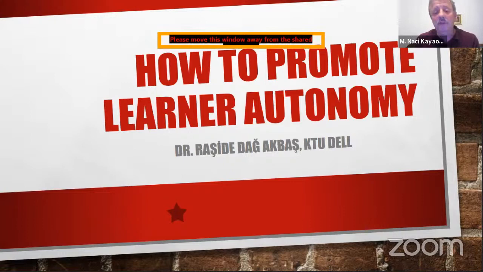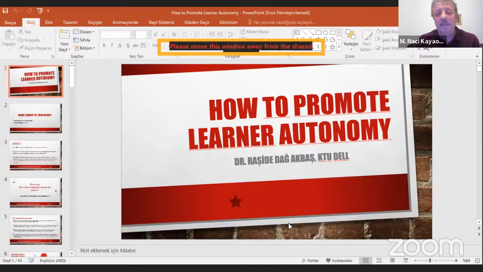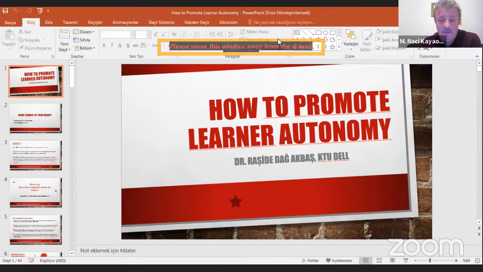If I introduce Raşide DAĞ AKBAŞ, she started her BA degree in the Department of English Language and Literature at Cumhuriyet University, and then transferred to Karadeniz Technical University, and for one year she went to the Department of Anglistic and Americanistic at Chemnitz University of Technology in Germany. She obtained her MA degree in Applied Linguistics and her PhD in the same department. She also stayed in various European countries and universities abroad. Her MA thesis was about the relationship between learner autonomy, language engagement, and academic achievement. So this is the reason why she is the right person to talk about this issue.